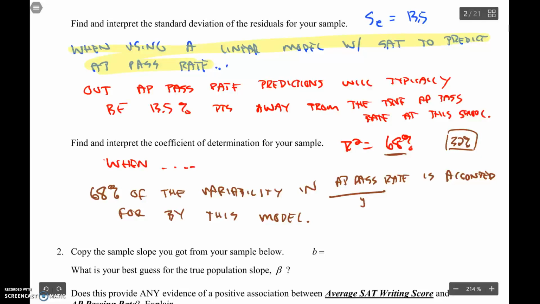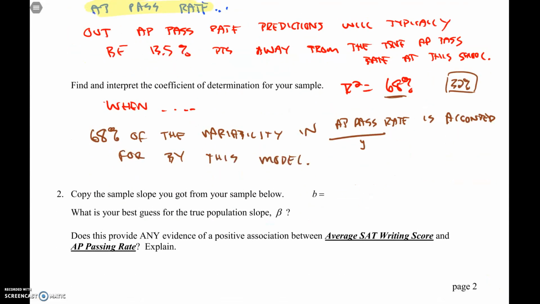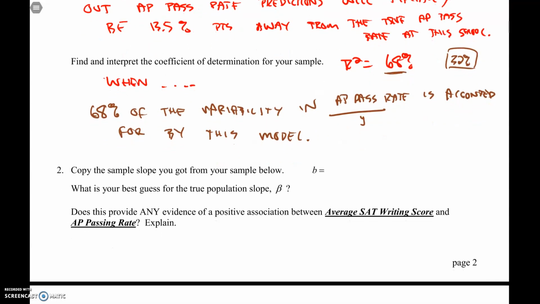And there could be any number of things: where it's located, the financial or economic status of the school, what type of kids they have, big city, countryside, all the other variables that could possibly influence pass rate.